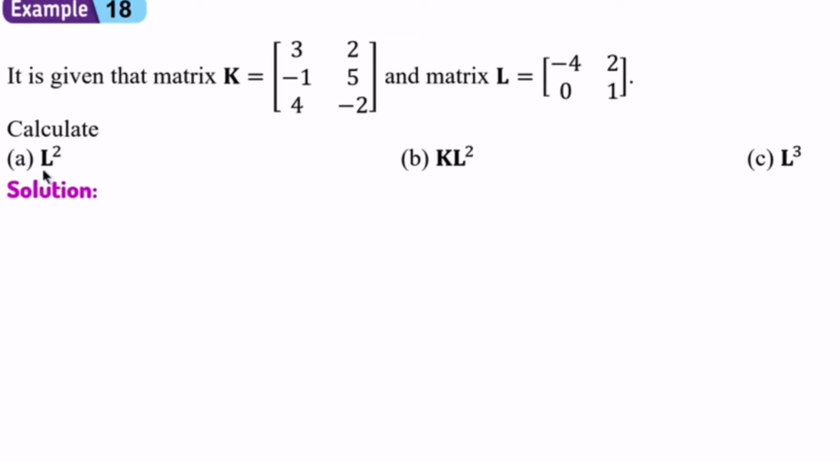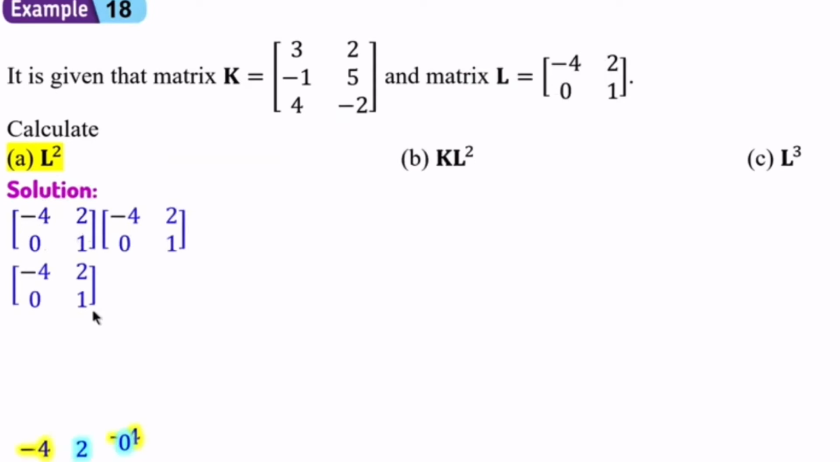Okay, we cannot square the element. We have to multiply the two matrices. So we will take the matrix L multiply by the matrix L. So it means that negative 4, 2, 0, 1, and then another matrix is negative 4, 2, 0, 1.